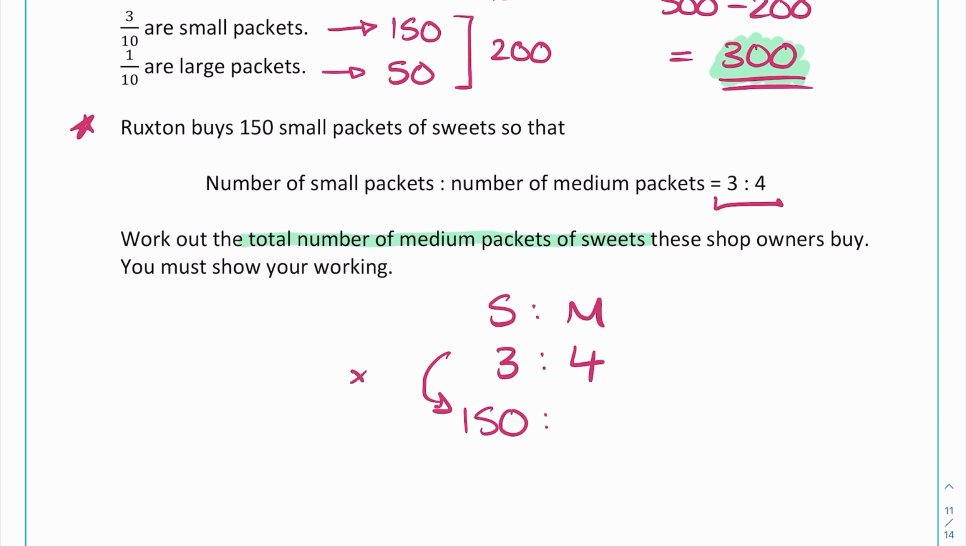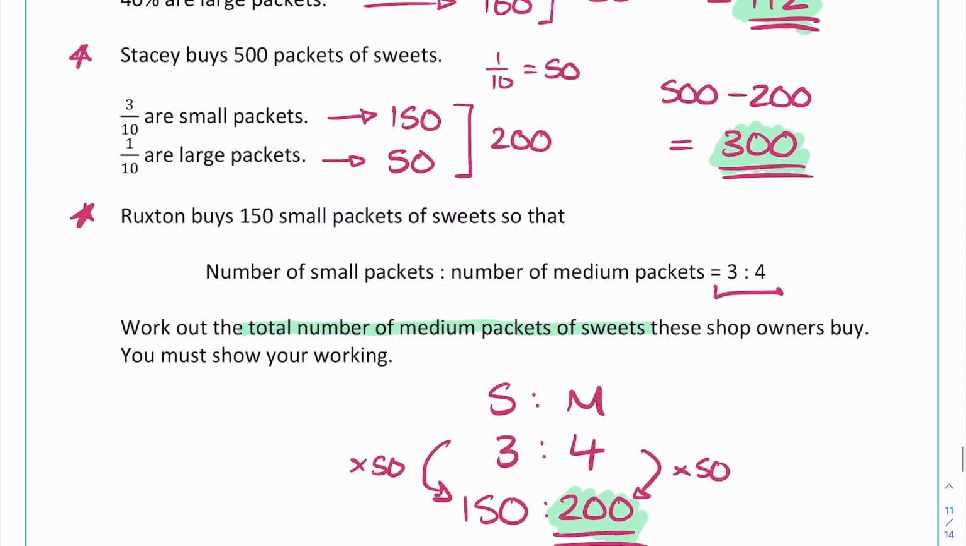So we must have multiplied this ratio by 50. And if we do that to the other side, that gives us 200 for the medium sweets. And there we go, we've got Ruxton's amount of medium sweets. So we've got 200 there for Ruxton. So to work out the total amount, we just need to add those three together.